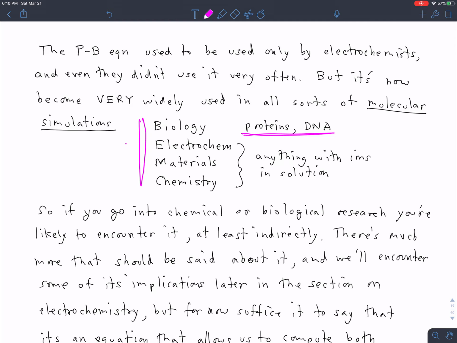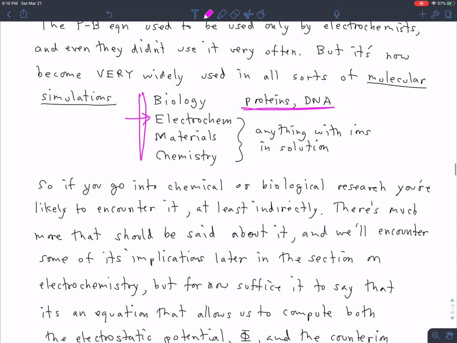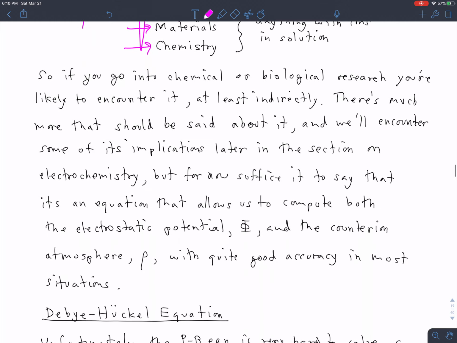In electrochemistry, we'll see that next chapter. In materials chemistry, ionic solutions all over the place. In just general chemistry of any kind, ionic solutions very common. Simulations with the Poisson-Boltzmann equation are widely used now in all those areas.